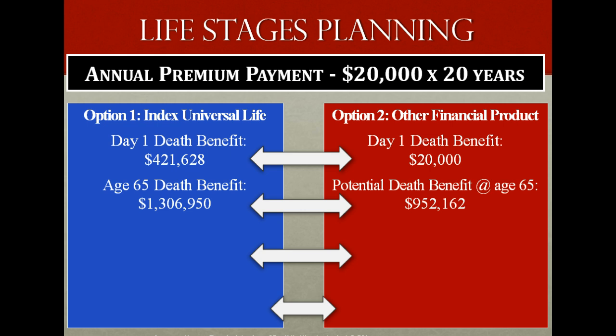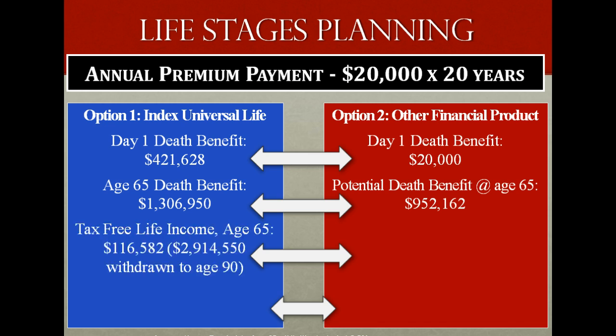But assuming that contributions are made over a 20-year period of time to age 65, on the Indexed Universal Life product, the death benefit, income tax-free, has now grown to $1,306,950. The potential account balance on the alternative financial product at age 65 could have grown to $952,162. But now we're assuming that the gentleman is going into retirement and wants to begin drawing a stream of income from his accumulated account values.